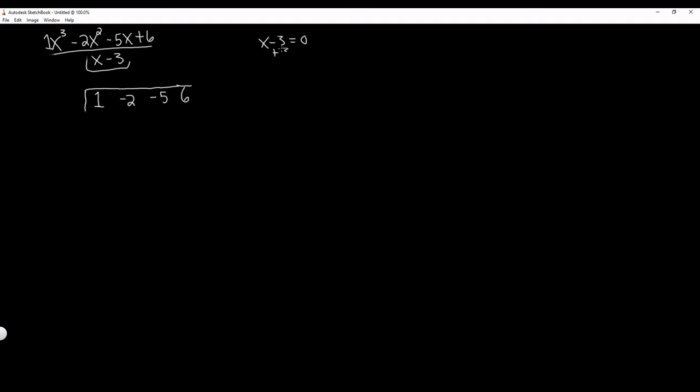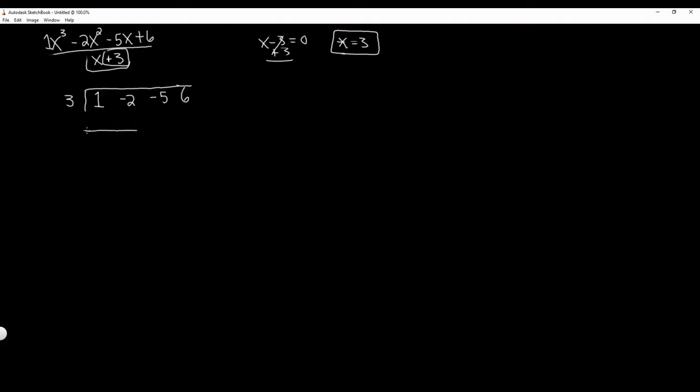And then we just solve for x. So x is equal to 3. Another simple way we could do it, instead of doing that every time, is you just switch the sign. So you take this right here, and instead of a -3, it's just a +3, and that's what you would put here.